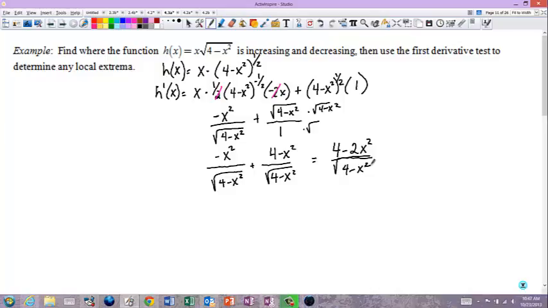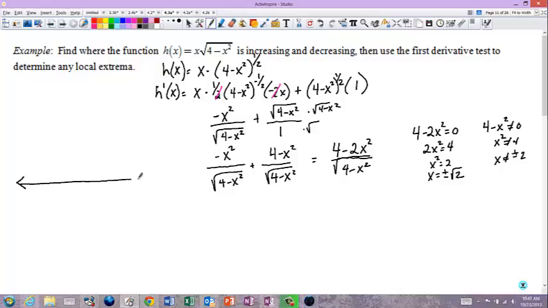Remember that the critical points are where the derivative is equal to 0 and where the derivative is undefined. So 2x squared equals 4, x squared equals 2, x equals plus or minus the square root of 2, and then we have x squared is not equal to 4, so x is not equal to plus or minus 2. Okay, so on our sine graph, we have negative 2, negative square root of 2, positive square root of 2, and 2.